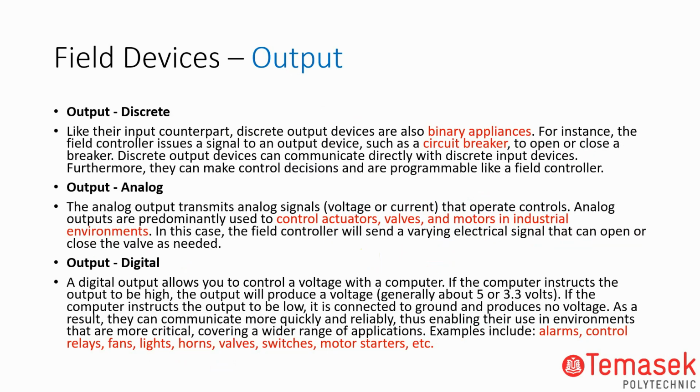Similarly, the output can be discrete, just on-off, such as a circuit breaker. It can be analog, to be able to control the signal through either voltage or current, to control the various valves, motors, or whatever environment that we have. It can be a digital output. A lot of the time, whether it is analog or discrete, it can come from digital. So you can convert digital to analog or to discrete.